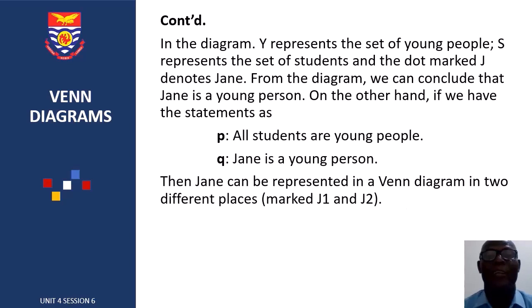From the Venn diagram in the previous slide, we can conclude that Jane is a young person. On the other hand, if you want to look at the statement P, that all students are young people, and Q, Jane is a young person, this can also be indicated in a Venn diagram, and that we have in the next slide.